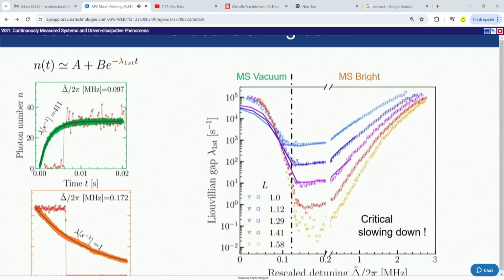So here, I plot the coefficient of the exponential for the different detunings, and as we increase the scaling parameter L. What we see is that we have a minimum, which coincides exactly with the position of this first order DPT. And this minimum becomes lower and lower as we go towards the thermodynamic limit, which is a clear signature of critical slowing down, meaning that our state lives longer and longer.